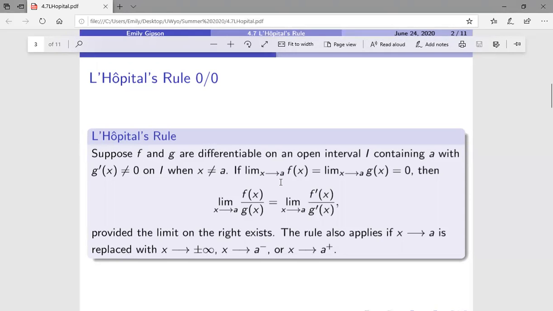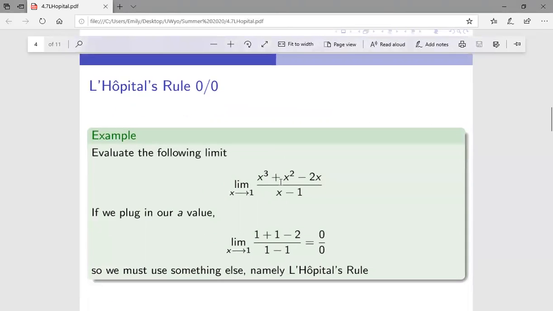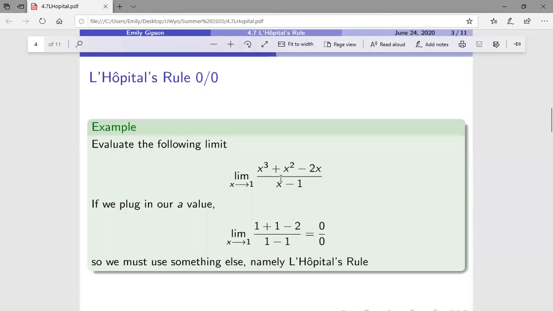So let's go ahead and see an example. That way you guys can really get this in. Let's start with evaluating the following limit. We've got the limit as x approaches 1 of x cubed plus x squared minus 2x, all over x minus 1. If we plug in our a value, we get 1 plus 1 minus 2, which is equal to 0, over 1 minus 1, which is also equal to 0. So we have something that looks like 0 over 0. So we need to do something else.